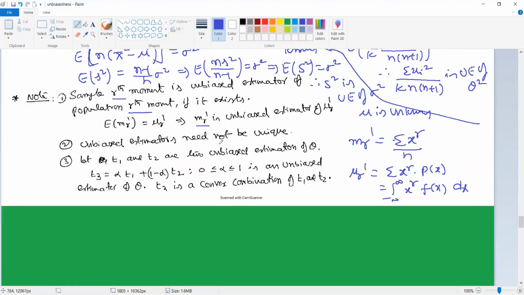Unbiased estimators need not be unique. Very, very important one. If T1, T2 are two unbiased estimators of parameter theta, then T3 is equal to alpha T1 plus 1 minus alpha T2, a linear combination, so a convex combination of T1, T2. T3 is always an unbiased estimator of parameter theta. So the convex combination gives a statistic that is an unbiased estimator of parameter theta. T3 is the convex combination of T1, T2.